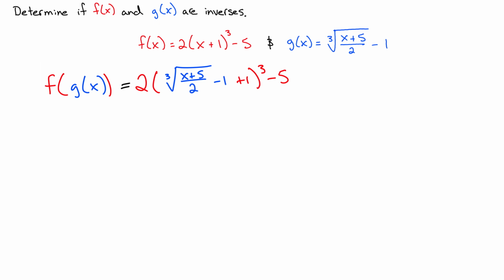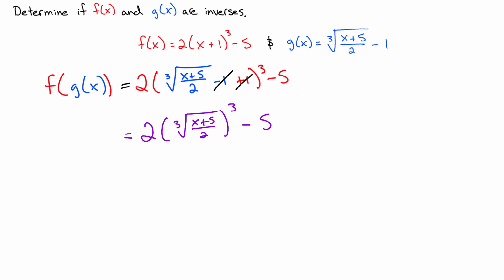Here's the nice thing about calculating if two functions are inverses or not. It will work out really cleanly. The first thing I notice is I have a minus 1 and a plus 1. Those two things eliminate each other. That means this would turn into 2 times the quantity of the cube root of x plus 5 all over 2, quantity to the third power, minus 5.